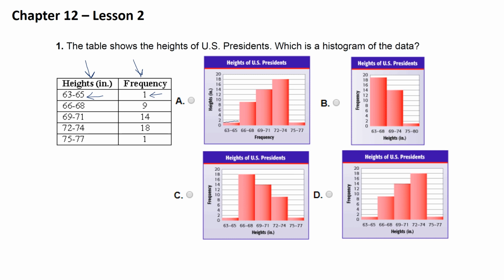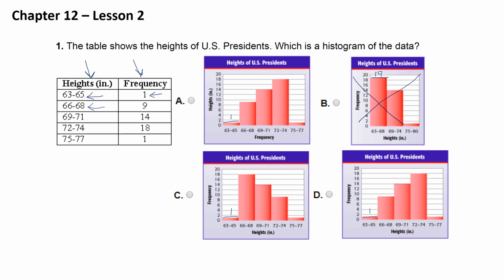So in graph A, we have 1. In graph B, we have 19. So that disqualifies graph B. In graph C, we have 1. And in graph D, we have 1.